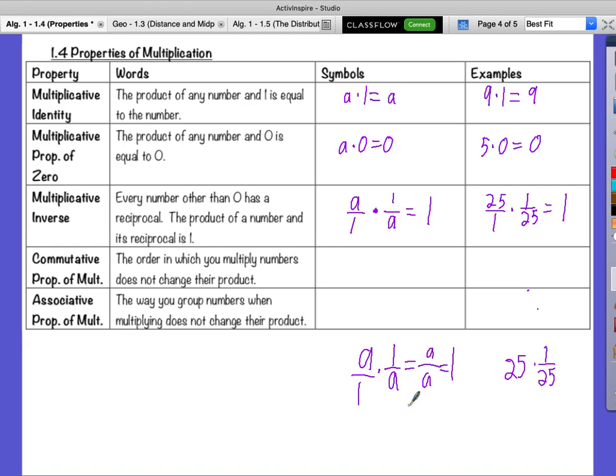Commutative property of multiplication. We said the commutative property is the order, okay? So we're saying the order that we multiply things does not matter. So if we do A times B, that is the same thing as doing what times what? B times A. Boom, B times A.